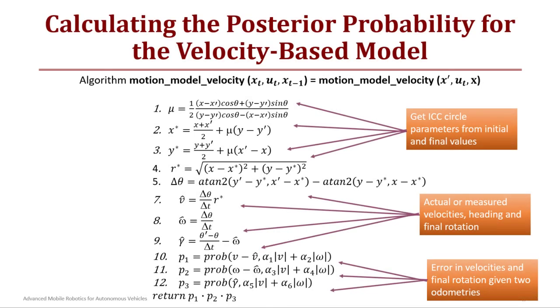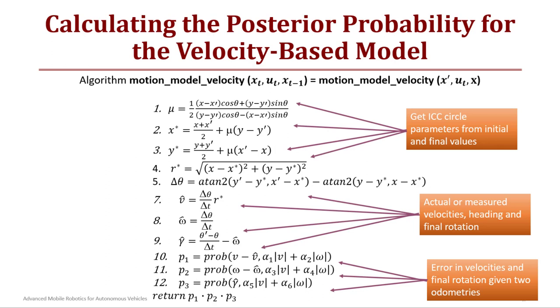And here's what our algorithm looks like. So we're going to pass in an initial value, a final value, as well as our control input. And the first thing we're going to do is use those in order to find the instantaneous center of curvature or parameters for our circle. So we're going to have u, where x star and y star are the center of the circle, and r star is the radius of the circle.